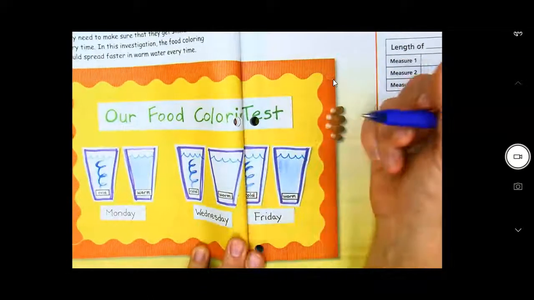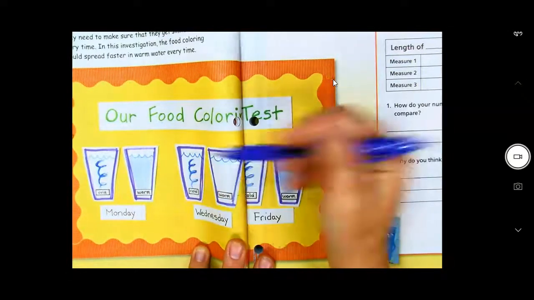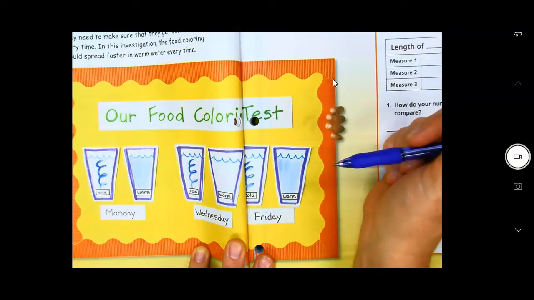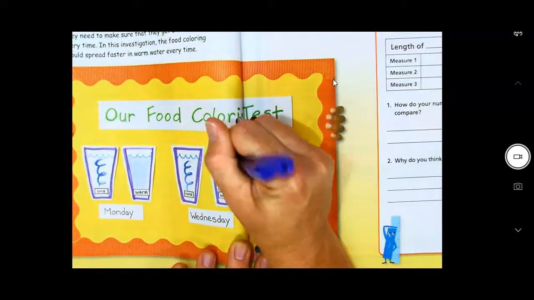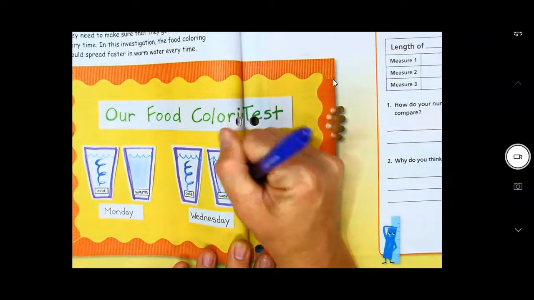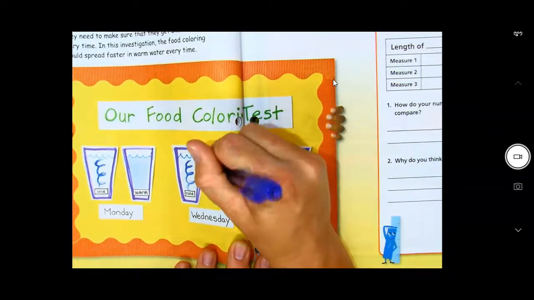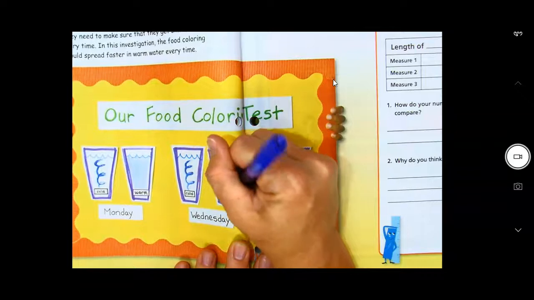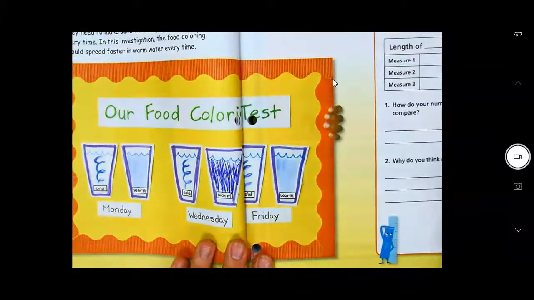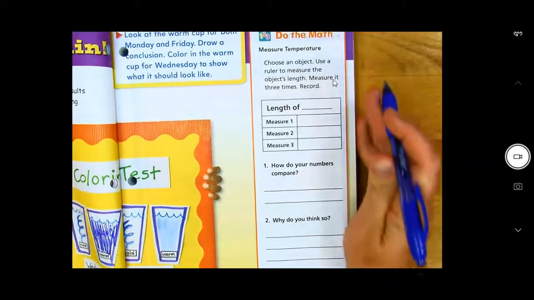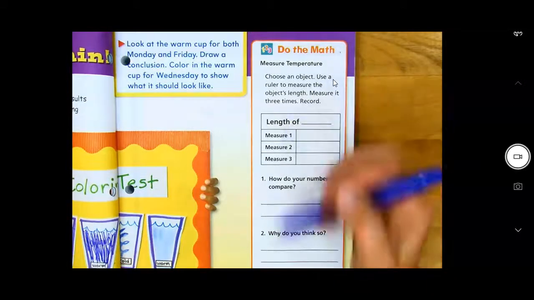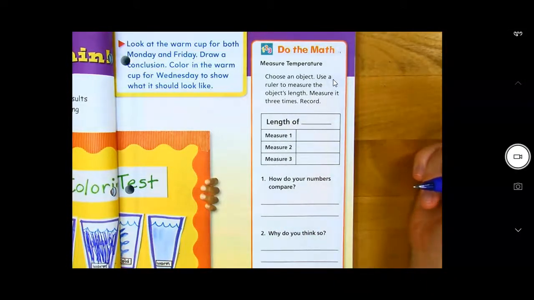Okay, so what should Wednesday look like after we see Monday and Friday's? Exactly. So Wednesday should also look like it's colored in, okay? If you want to do the math part, you may, but I'm not going to do this part today, okay?